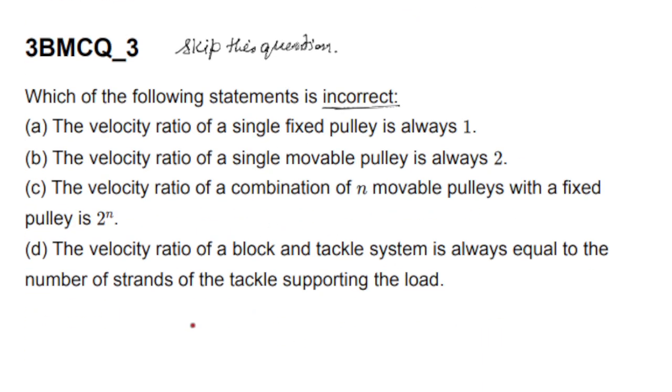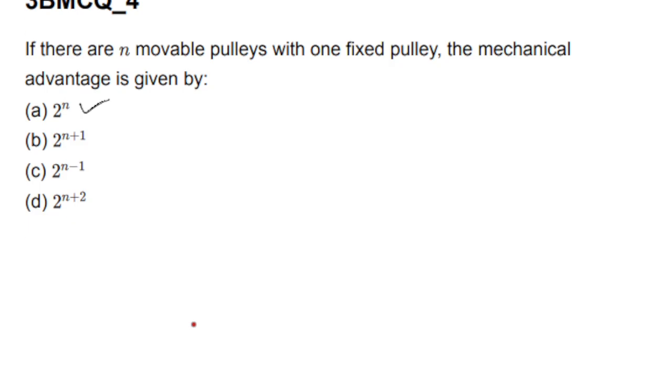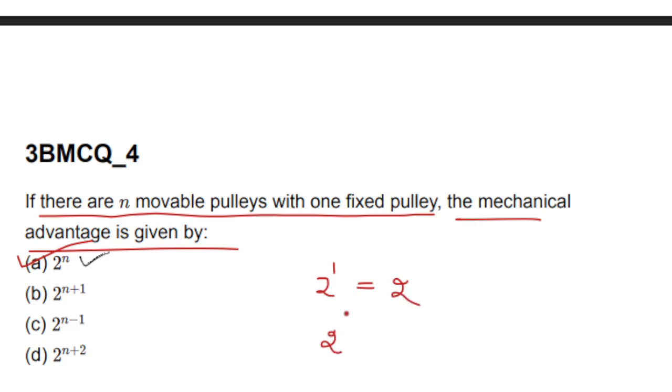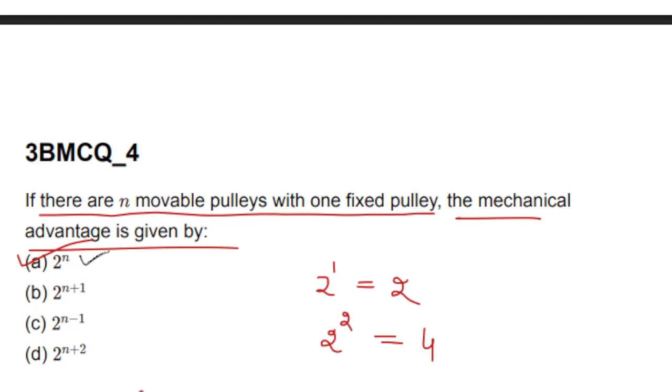We'll do this question afterwards. So if there are n movable pulleys with one fixed pulley, the mechanical advantage is given by a generic formula, 2 raised to power n. So if there is one movable pulley, the mechanical advantage will be 2. If there are two movable pulleys, just put n equal to 2, you will get an advantage of 4. Like that, we can understand this. Okay, let's go ahead.